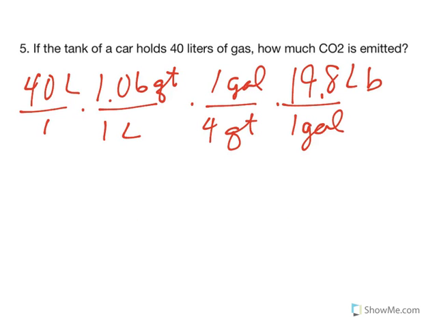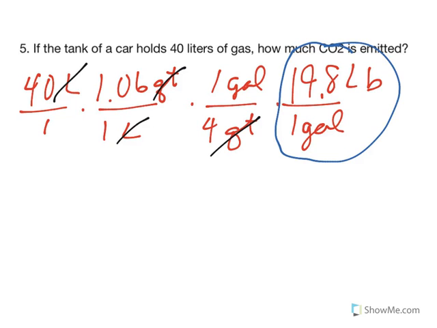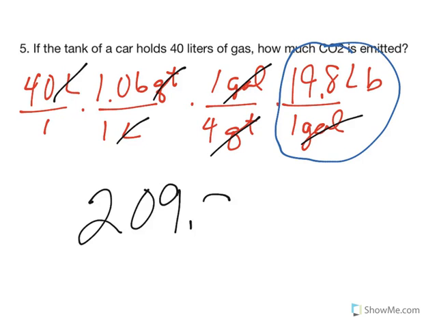Number 5, a car holds 40 liters. How much CO2? Well, hopefully you know that your CO2 is in pounds per gallon. So I've got to start with my liters and go to quarts. Quarts can go to gallons, and then gallons can go to pounds. So you've got to do a conversion to get to the gallons first before you can go to your pounds. And you should end up around 209.88.